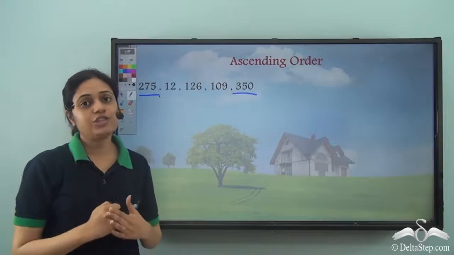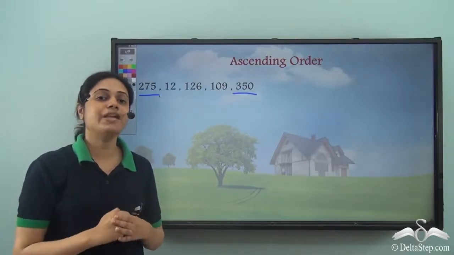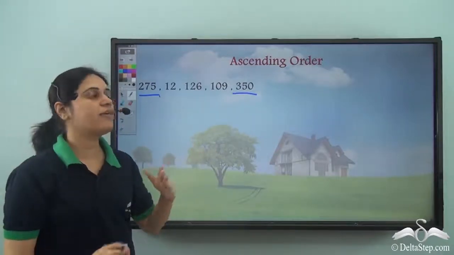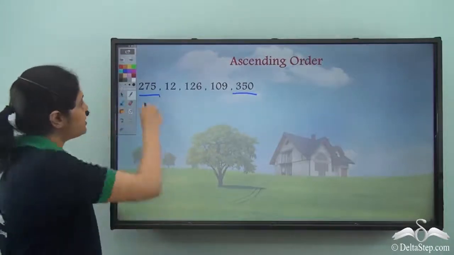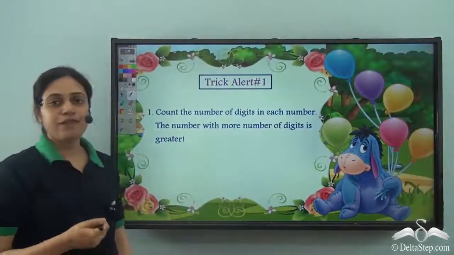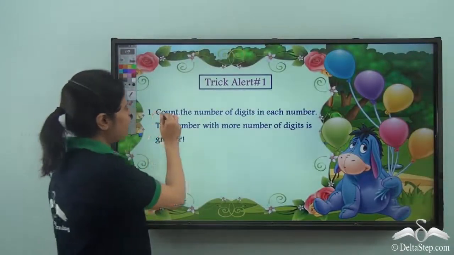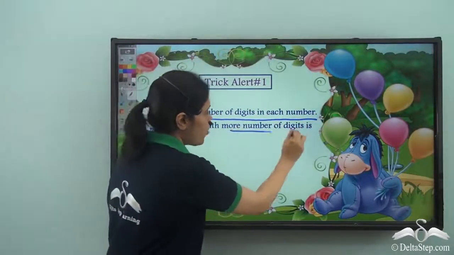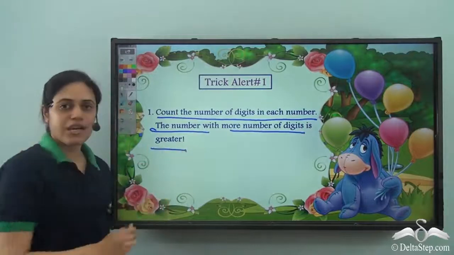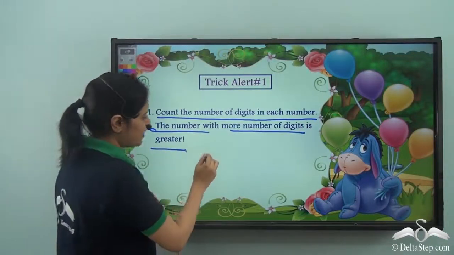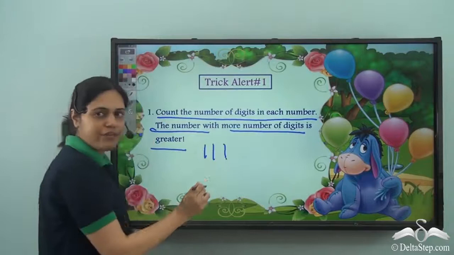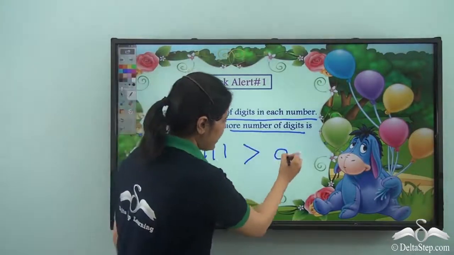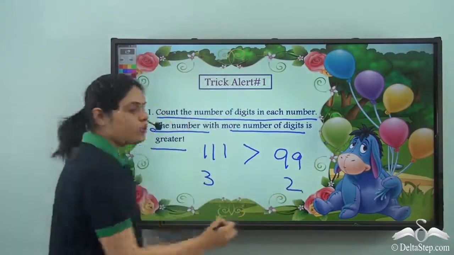Do you recall the tricks which we learned while comparing two numbers? We can use those tricks for arranging the numbers in ascending order. So let's revise the tricks. The first trick is count the number of digits in each number. The number with more number of digits is greater. So this means that a number like 111, which is a 3-digit number, will be greater than 99, which is a 2-digit number.